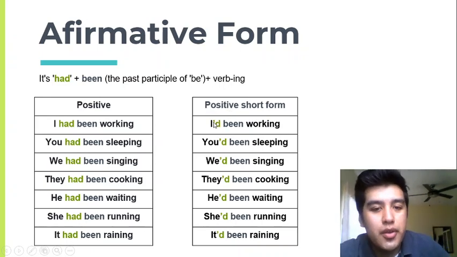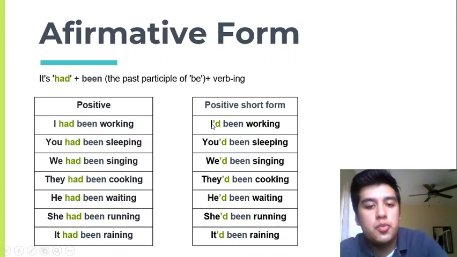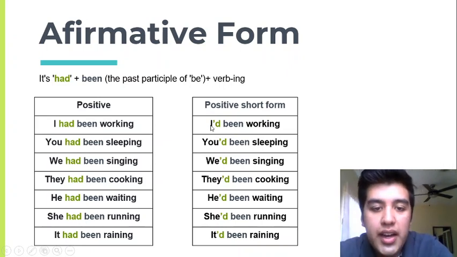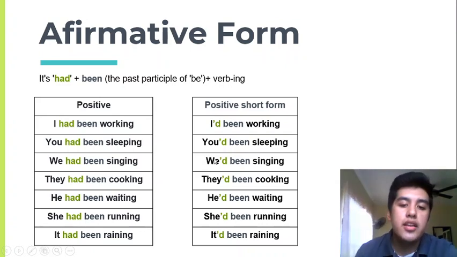Now the positive short form, it's with this abbreviation. I want to say I... No. That is only for the first person. For example, I'd been working, you'd been sleeping, we'd been singing, they'd been cooking, and so on.